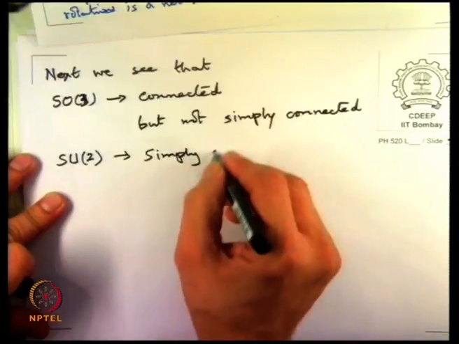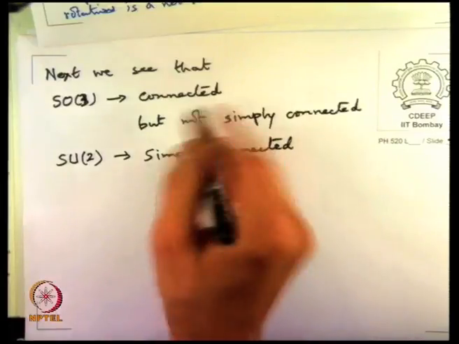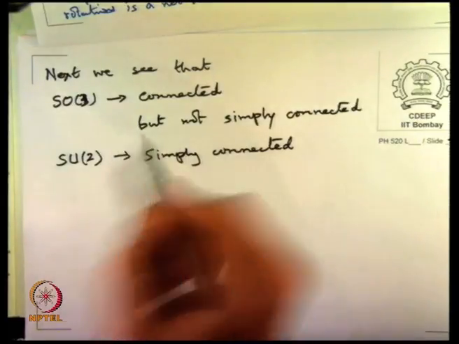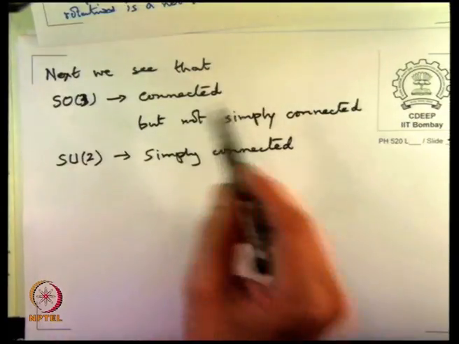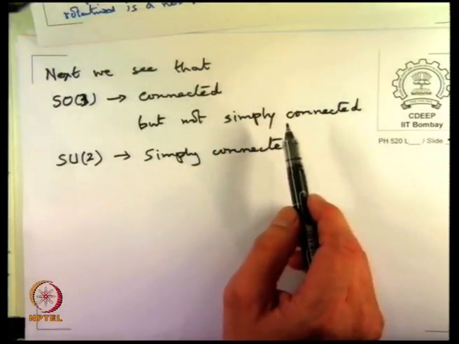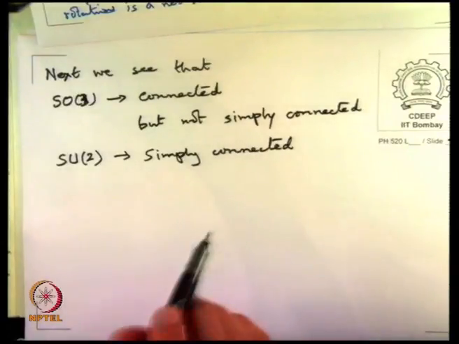Once it is simply connected, it is automatically connected. Connected means any 2 points can be joined by an arc within the set. But SO3 is not simply connected, which I will prove in a minute. Whereas SU2 we will find is simply connected.